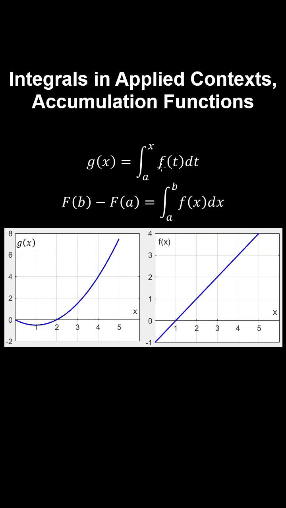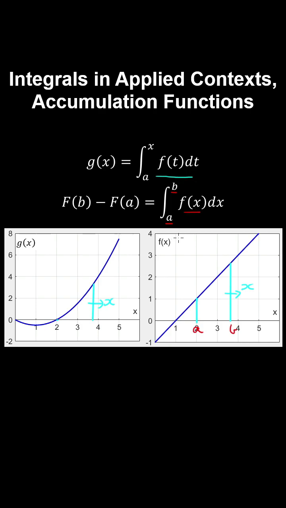Recall that a function defined as an integral gives the accumulation of a rate of change. So for example, if we integrate from some value a to some value x, x is a variable and therefore we have an accumulation as x moves to the right. In this case, the accumulation function is g of x, so we have an accumulation from 2 to x that keeps increasing.